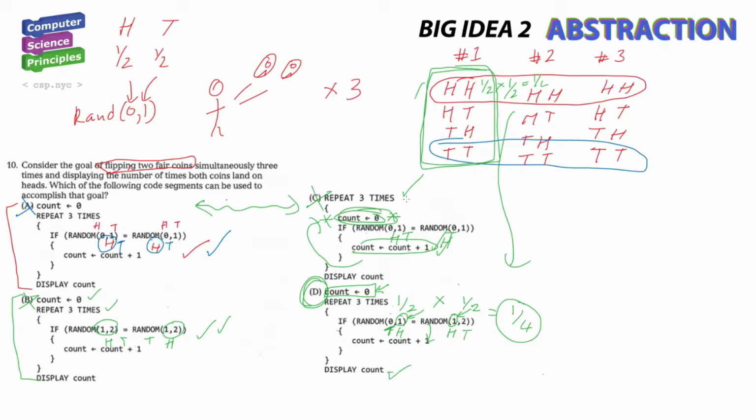So this is the end of Big Ideas 2 abstraction section. I'm going to upload the other Big Idea sections as well.